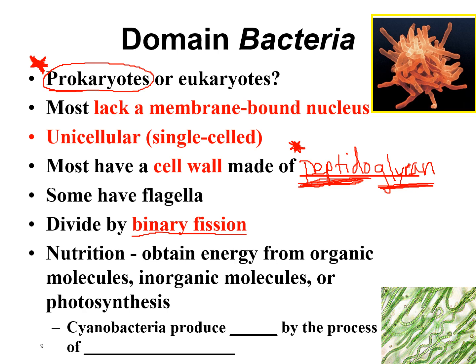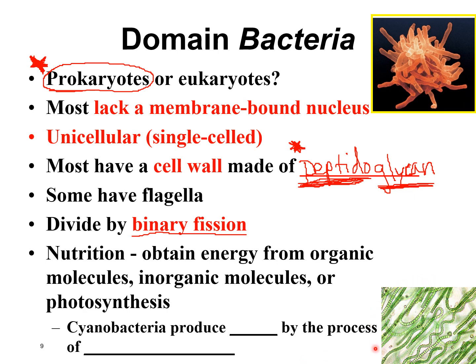How they get their energy depends on the bacteria. Some will get their energy from breaking down organic molecules. Some of them use inorganic molecules. Maybe they're using something like sulfur, or maybe they're using ammonia or iron or all kinds of different things. And then others are photosynthetic. Yes, we actually do have photosynthetic bacteria. And you can actually see that in this picture here.